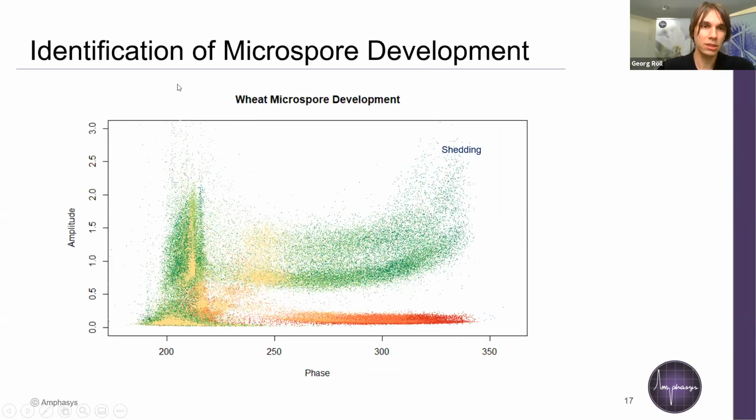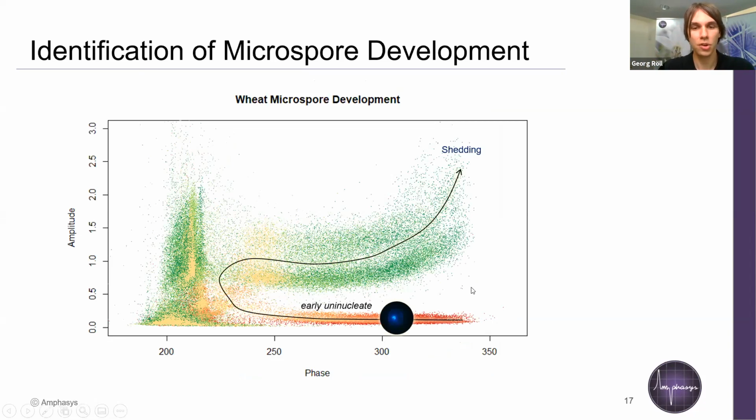And what we did this year, we created an overlay. So basically this is a scatter plot that you will get out of Amphasoft. And you can see the phase and the amplitude. And what we did, we measured pollen or microspores with different developmental stages, and we stacked these on top of each other. And basically we create that pathway.